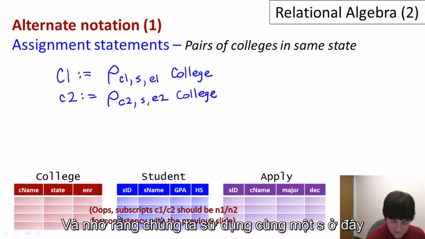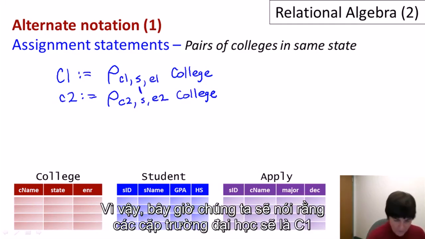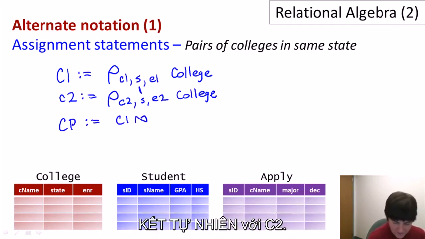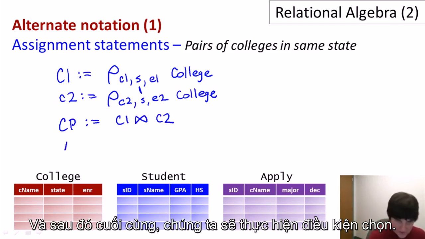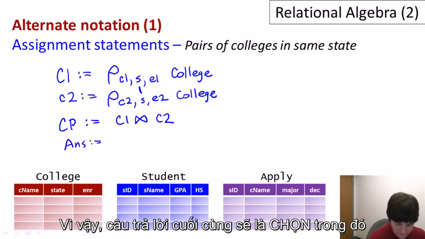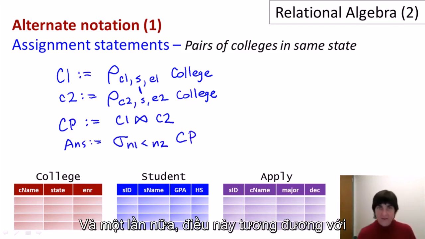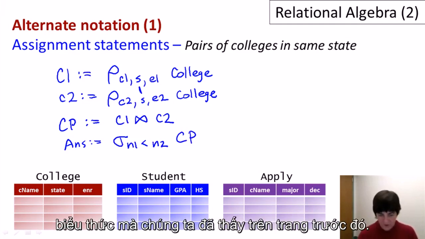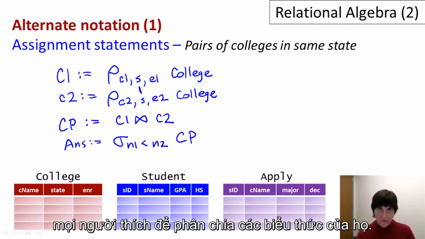And remember, we used the same S here so that we could do the natural join. So now we'll say that CP gets C1 natural join C2. And then finally we'll do our selection condition. So our final answer will be the selection where N1 is less than N2 of CP. And again, this is equivalent to the expression that we saw in the earlier slide. It's just a notation that sometimes people prefer to modularize their expressions.